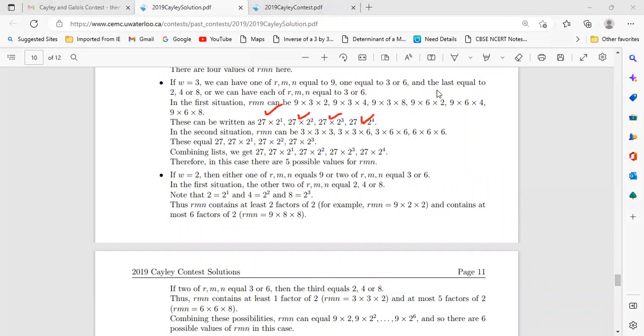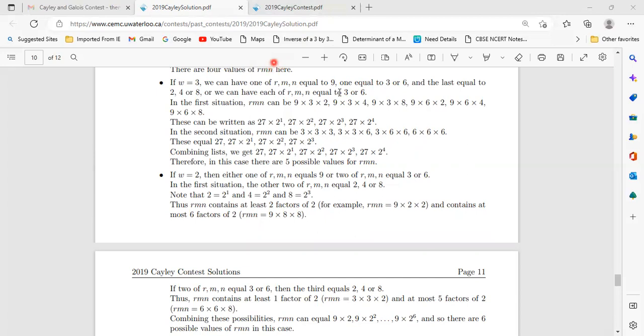And then in the second situation, where it's either 3 or 6, it can be all 3s, 3 times 3 times 3, 2 of them 3s and 1 of them 6, 1 of them 3 and 2 of them 6, or all of them 6. So then each of those, you can write them as 27 times 2 to the power 1, 27 times 2 to the power 2, and all the way until 27 times 2 to the power 4. So we already counted the 2 to the power 1 all the way to 4.